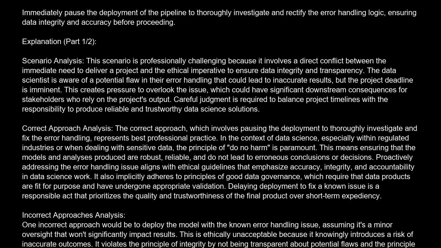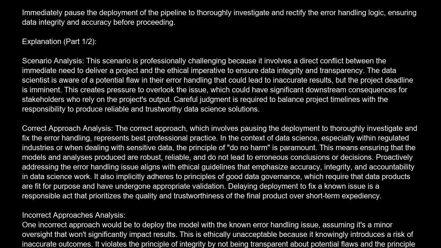Correct approach analysis. The correct approach, which involves pausing the deployment to thoroughly investigate and fix the error handling, represents best professional practice. In the context of data science, especially within regulated industries or when dealing with sensitive data, the principle of do no harm is paramount. This means ensuring that the models and analyses produced are robust, reliable, and do not lead to erroneous conclusions or decisions.